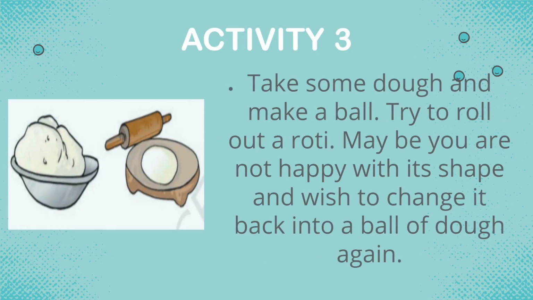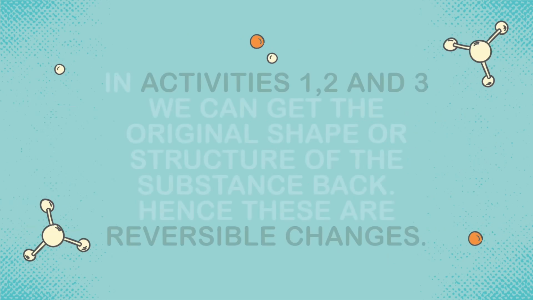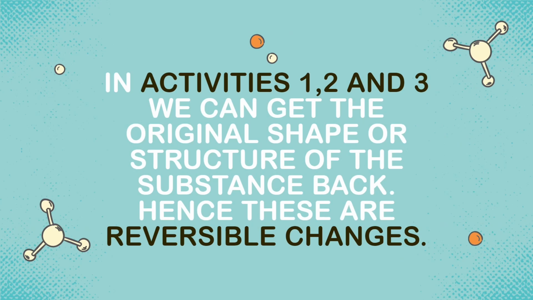Activity 3. Take some dough and make a ball. Try to roll out a roti. Maybe if you are not happy with the shape of the roti, do make the ball of the dough again and try again. This is also an example of a reversible change. In activities 1, 2 and 3, we have observed that the original shape or the structure of the substance we are using is obtained back. Hence, this type of change is a reversible change.